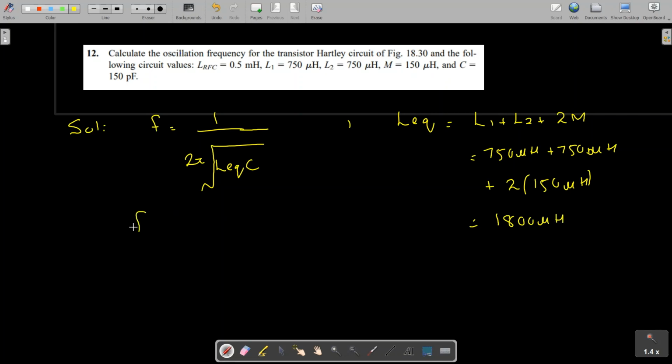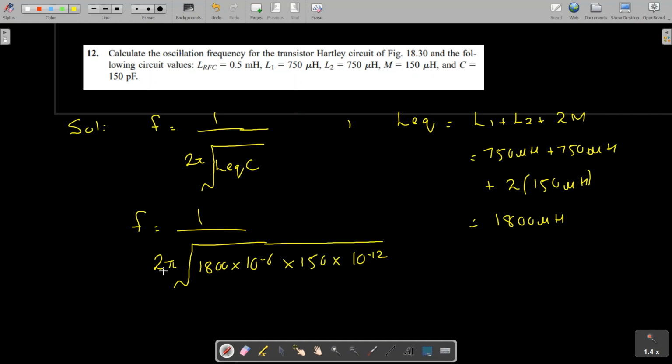Fine. So put it over here. We are provided with everything. L equivalent is your 1800 microhenry, which is 1800 into 10 raised to power minus 6, multiply by C. C is your 150 picofarad, which means 150 multiply by 10 raised to power minus 12. So solve this because 2 pi is 6.28, and when we solve this, we are going to get the frequency of oscillation is 306.3 kilohertz. So this is your frequency of oscillation of this Hartley oscillator.